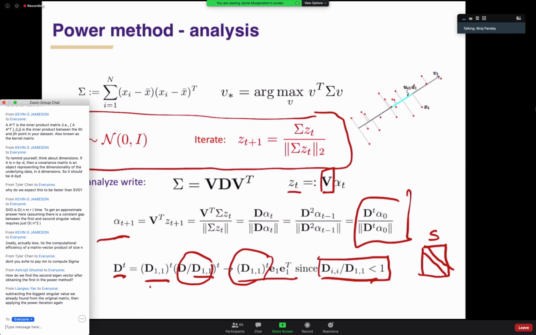Okay. For the homework, are we implementing the power method? Or are we implementing SVD for the PCA part? What are we doing? Or can we use a package is my question. SVD. You can use SVD.